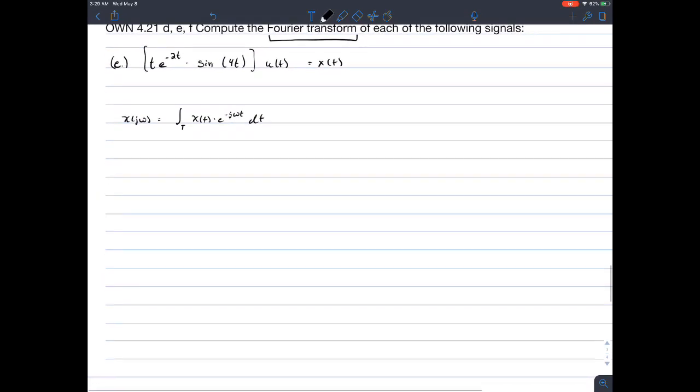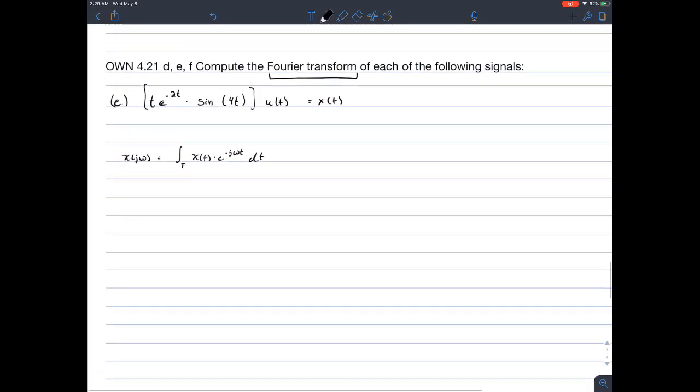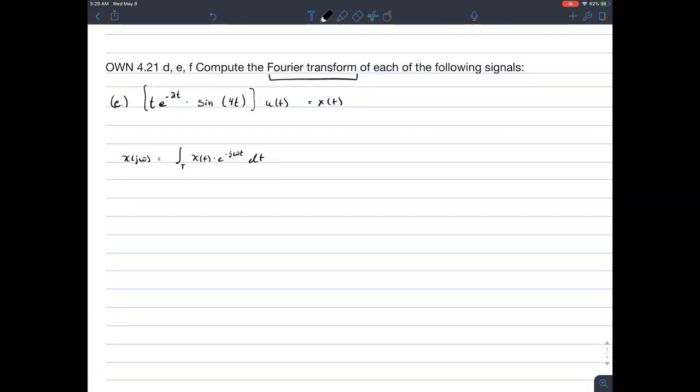Okay, so immediately I can see that part of my x of t signal is a sine function that I'm going to have to multiply by multiple e functions and take the integral of, which I do not want to do. So we're going to change this by using Euler's.